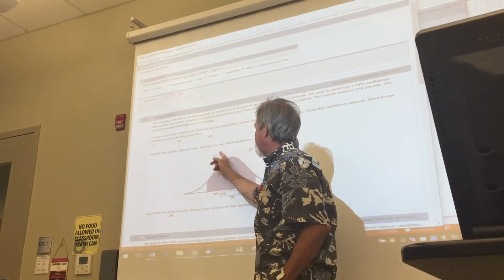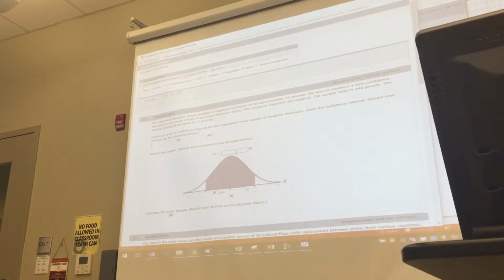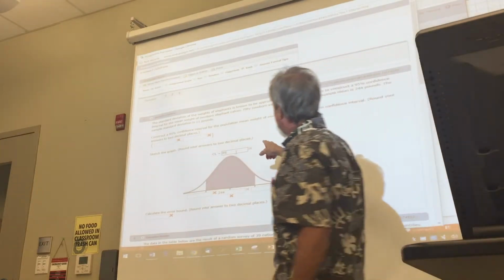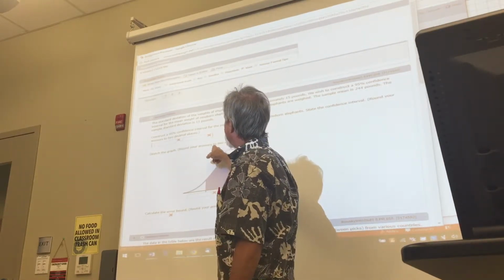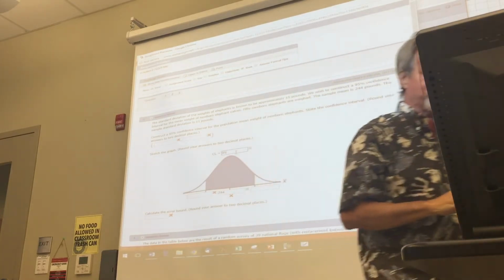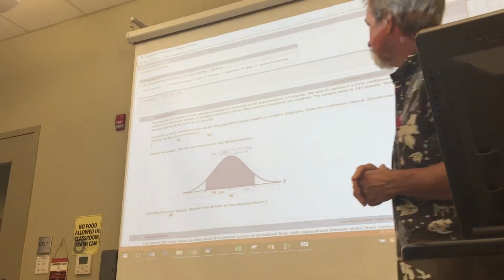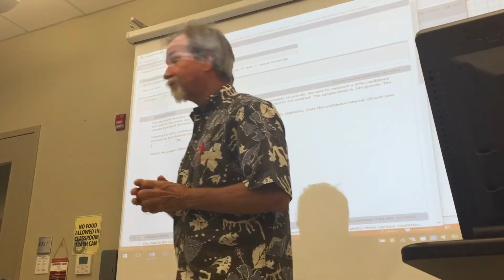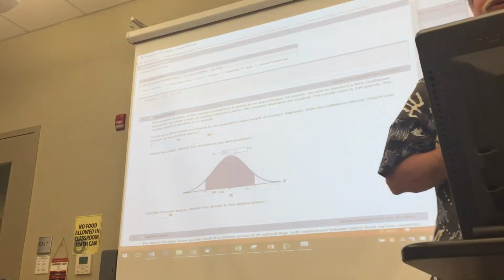What's my confidence level? 95%. We have to put the percent down. It says to round everything to 2 decimal places. So I should write it as 0.95, which means my alpha is 0.05, and alpha over 2 is 0.025.